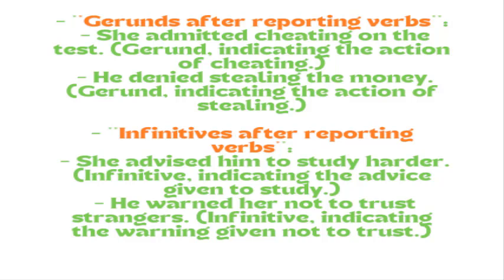He denied stealing the money. Gerund, indicating the action of stealing. Infinitives after reporting verbs. She advised him to study harder. Infinitive, indicating the advice given to study. He warned her not to trust strangers. Infinitive, indicating the warning given not to trust.